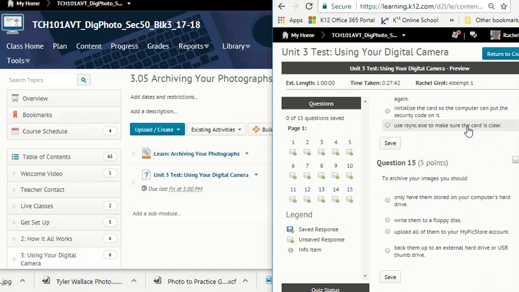Question 15. To archive your images, you should only have them stored on your computer's hard drive, write them to a floppy disk, upload all of them to your My Pictures account, or back them up on an external hard drive. So to archive your pictures, let's see.